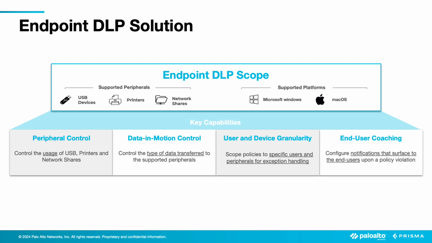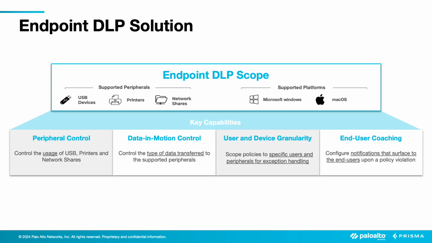For data in motion support, the movement of data between peripheral devices is forwarded to Enterprise DLP for inspection and verdict rendering. Depending on the verdict, the Prisma Access agent allows or blocks the movement of data. With user granularity, Endpoint DLP can filter user groups and each individual user.